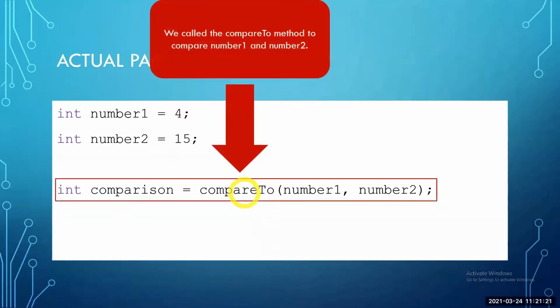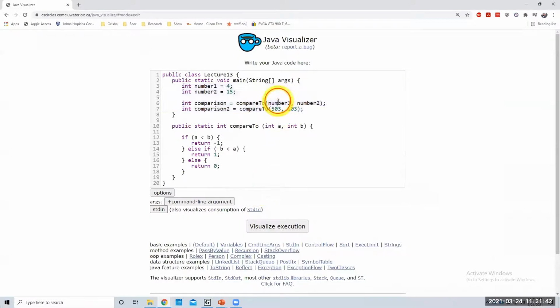So this is just another example. I already did this in the visualizer. So we kind of went over this already. But our actual parameters are number 1 and number 2 when we call our compare to method. The formal parameters are the parameters that are in our method signature. So again, if we go back up here, these are our actual parameters, same right here and right here, and these are our formal parameters. Make sense?